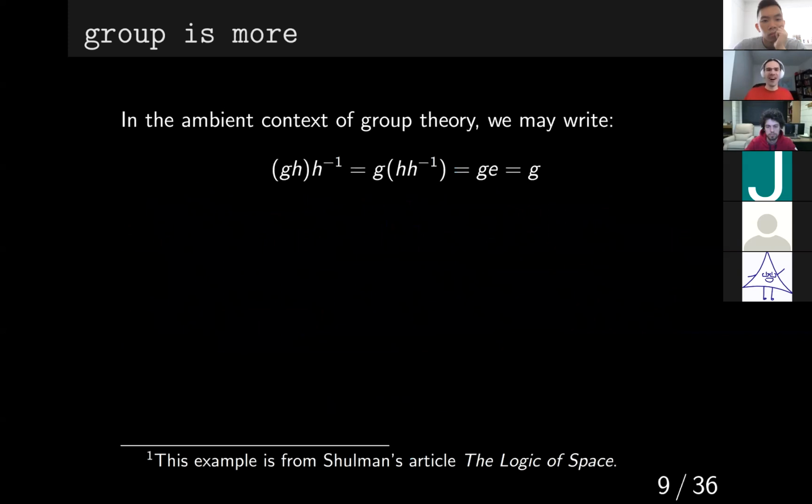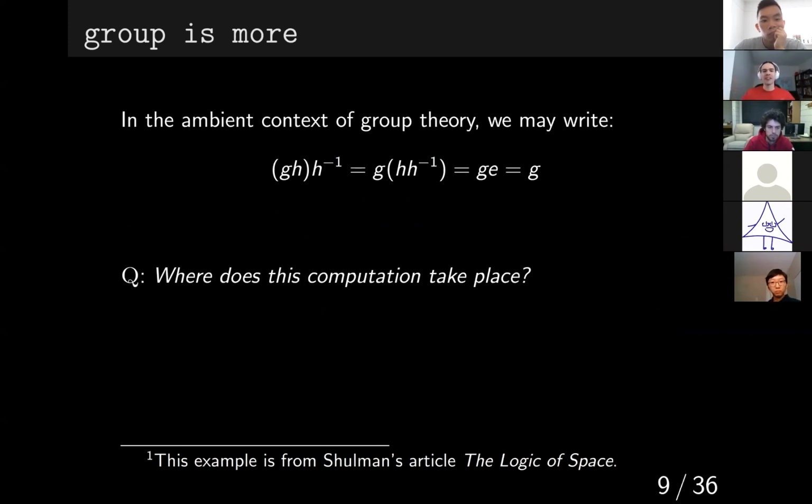Now, moving on, let's discuss group theory. So in the ambient context of group theory, I can write the following expression: g times h, times h inverse, parenthesized like this. I rebracket by associativity, I cancel the inverses, and then I use the right unit law. And by the way, this example is taken from my advisor's paper, The Logic of Space. So the question is, where does this computation take place? Now, one answer that you can give to this question is in any group.